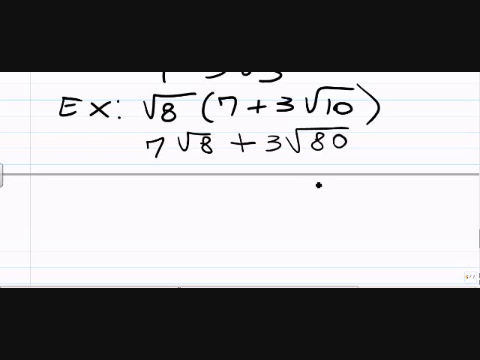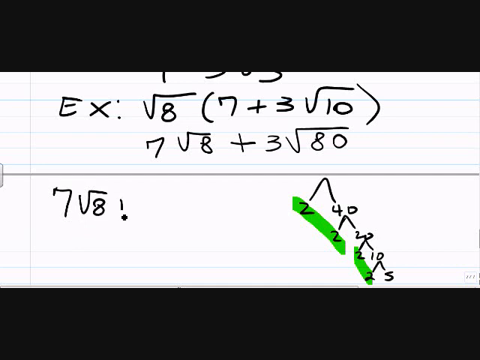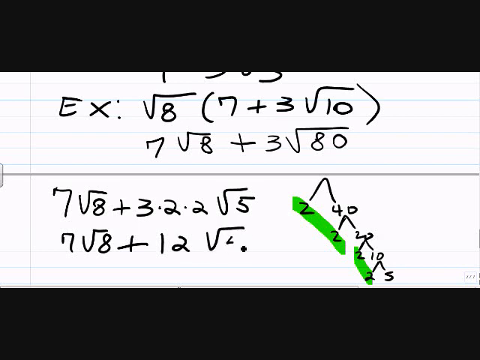Let's see, can I simplify the square root of 80? 80 is 2 times 40. 40 is 2 times 20. 20 is 2 times 10. 10 is 2 times 5. So I get to bring out those 2's and those 2's. So I got 7 times the square root of 8 plus 3 times the first pair of 2's times the second pair of 2's, and I have the 5 left under the radical. So that's 7 root 8 plus 12 root 5.